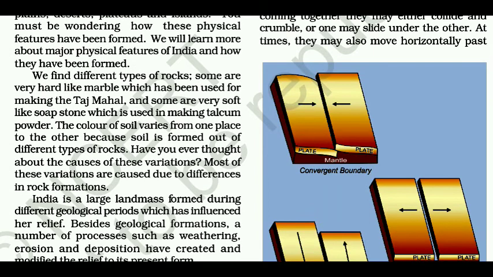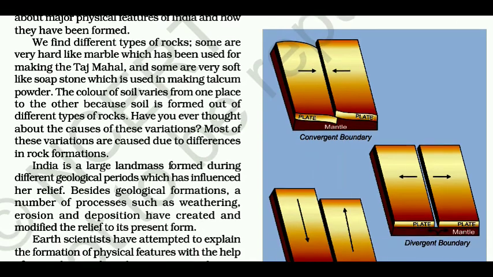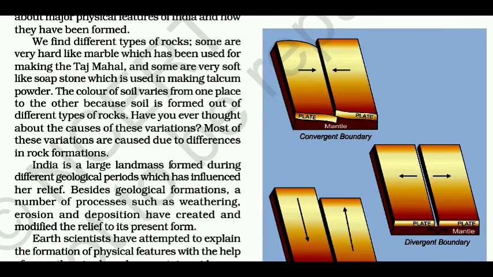We find different types of rocks. Some are very hard, like marble, which has been used for making the Taj Mahal, and some are very soft, like soapstone, which is used in making talcum powder. The color of soil varies from one place to the other because soil is formed out of different types of rocks. Have you ever thought about the causes of these variations? Most of these variations are caused due to differences in rock formations.